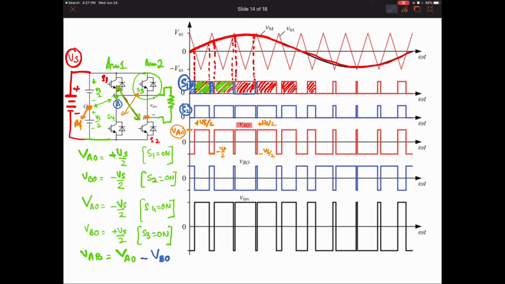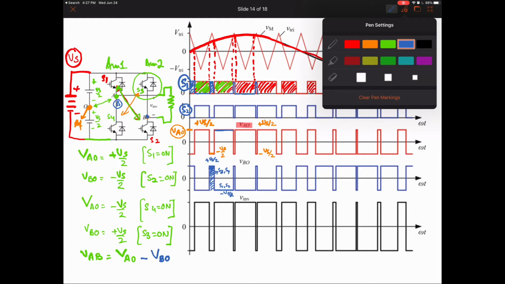So when switch S3 is turned on, point B will be connected with the positive terminal. When we sketch the pole voltage VB0, you can see over here, when switches S3 and S4 are turned on in this region, you are going to get plus Vs by 2. When they are turned off, it means switches S1 and S2 are on, so you will be getting minus Vs by 2. So this is the pole voltage VB0.